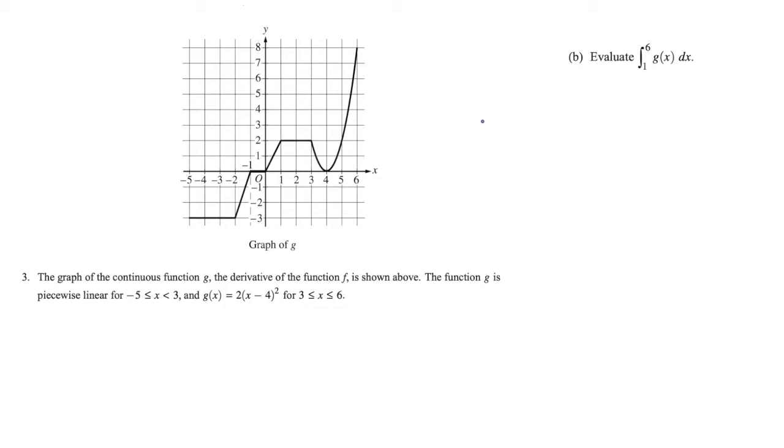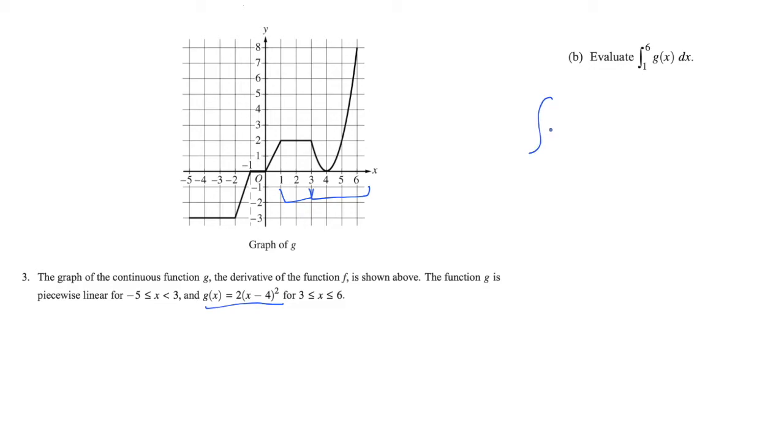In part B, we need to evaluate the integral of g from 1 to 6. This function is not only one function, it's two functions. From -5 to 3 is still the piecewise linear function, and from 3 to 6 is the quadratic function. So we need to use the quadratic from 3 to 6, and we need to use the piecewise from 1 to 3. So we need to divide this integral into two different integrals.